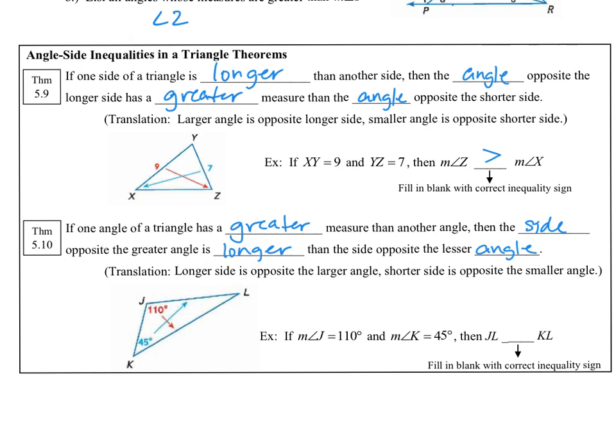So in this example, let's take a look at triangle JKL. If the measure of angle J is 110 and the measure of angle K is 45, then JL, now what's JL? JL is opposite the smaller angle and KL is opposite the bigger angle. So the correct inequality sign we would put in would be the less than symbol. Okay, the shorter side is opposite the smaller angle and the longer side is opposite the larger angle.